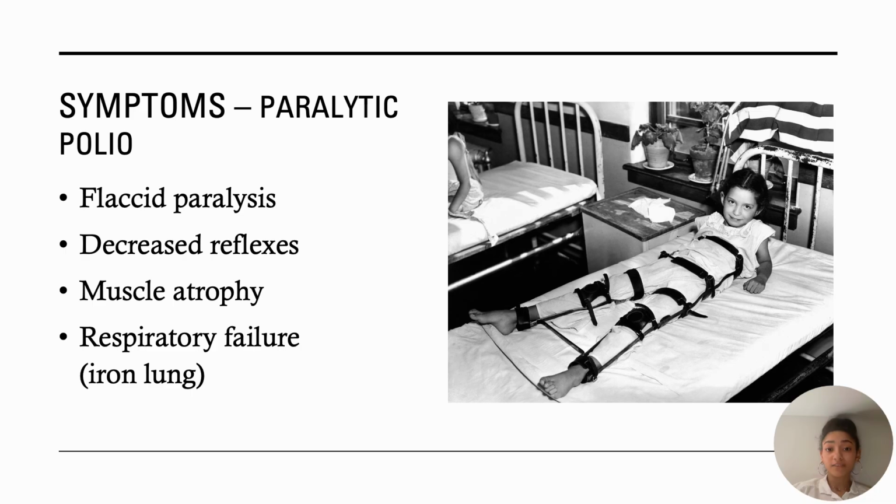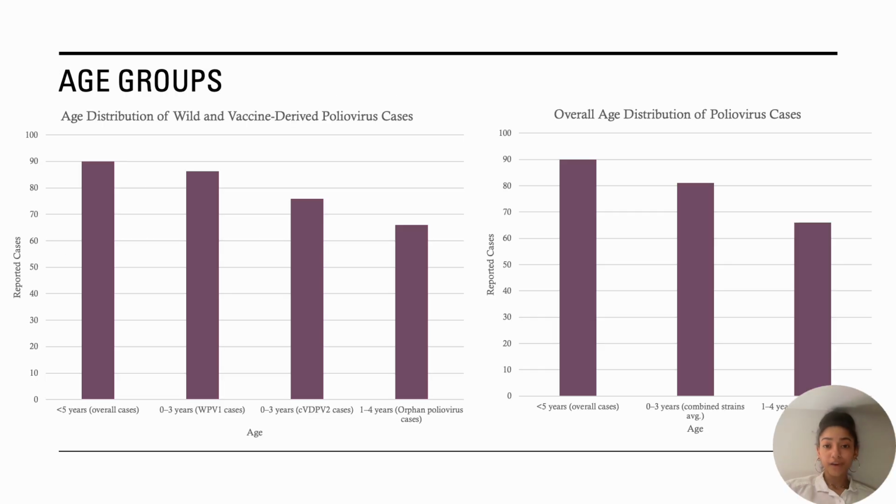One of the most significant medical interventions used during the height of polio epidemics was the iron lung. The iron lung was a negative pressure ventilator, which will be discussed more in our history slides. One important factor in the clinical spectrum is age. Polio most commonly infected young children, which is why it was often called infantile paralysis.